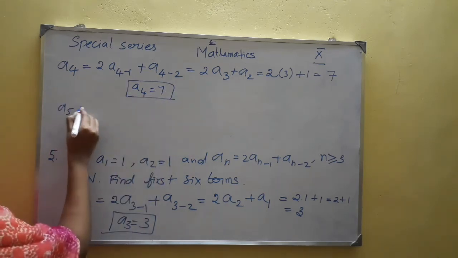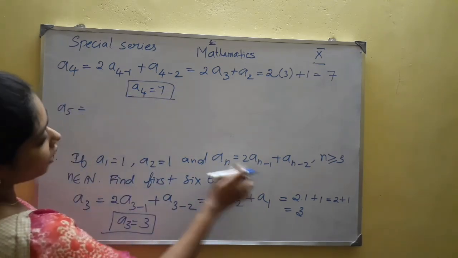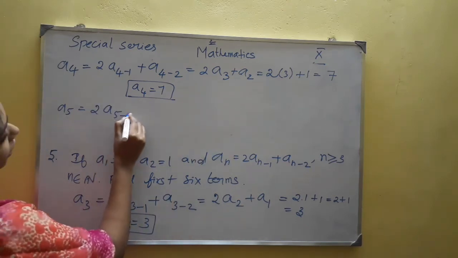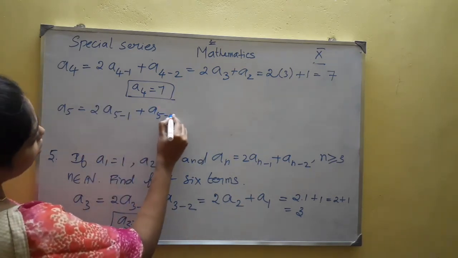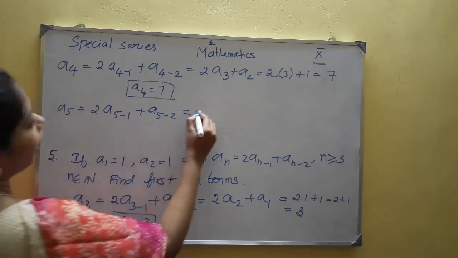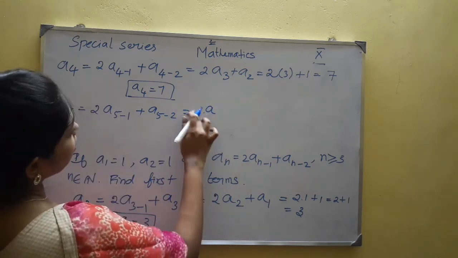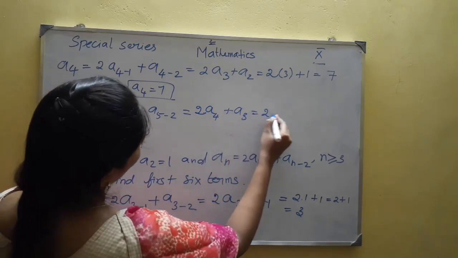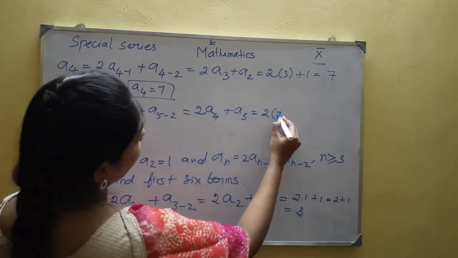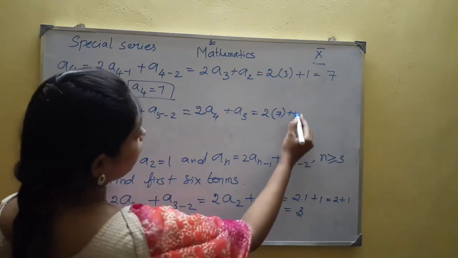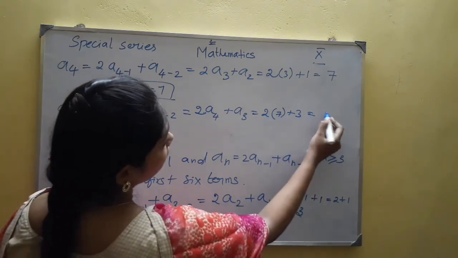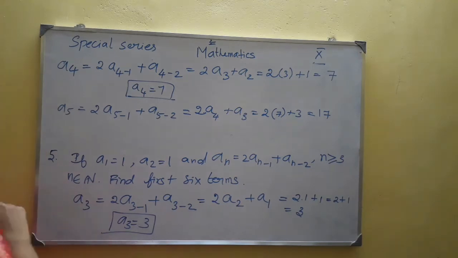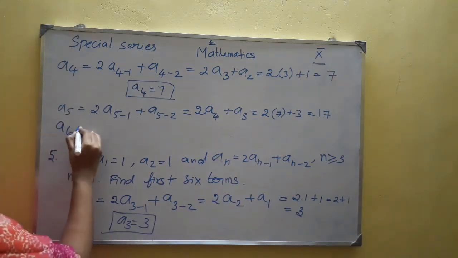What is your A5 value? Again substitute the n value as 5. 2 into A5 minus 1 plus A5 minus 2, which is equal to 2 into A4 plus A3. 2 into, what is the A4 value? 7. The A3 value? 3. 14 plus 3 is 17.